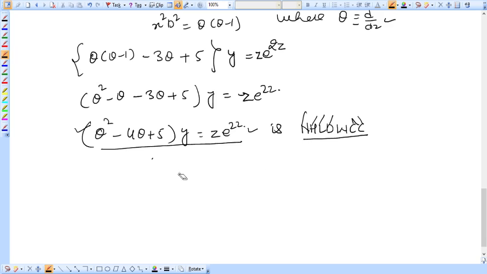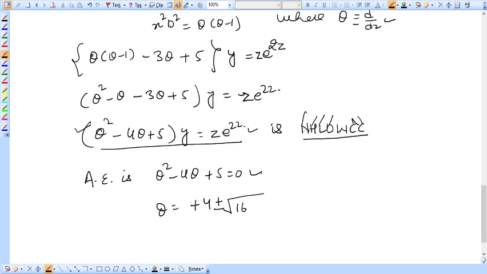Okay, now the auxiliary equation is theta square minus 4 theta plus 5 is equal to 0, right? So let us find the roots of this equation. The roots are theta is equal to minus b, that is minus minus 4, plus minus square root of b square minus 4ac, 16 minus 20, divided by 2 times 1.